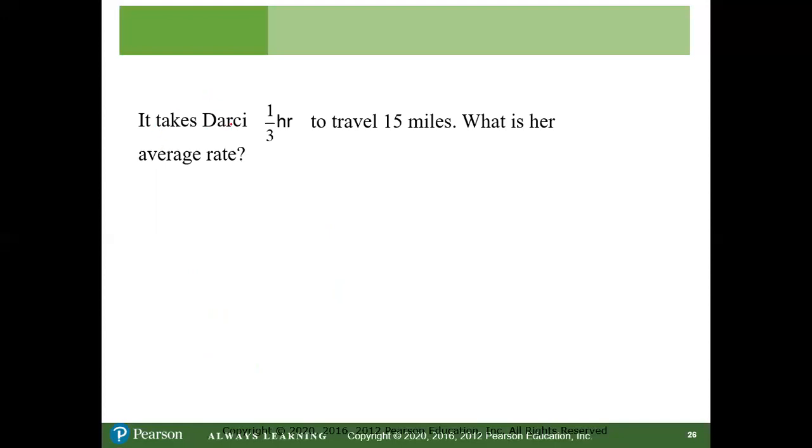All right. So it takes Darcy 1/3 hour to travel 15 miles. What is her average rate? So we're going to use the distance formula again. 15 miles is my distance, which is equal to rate times time. So our time is 1/3.